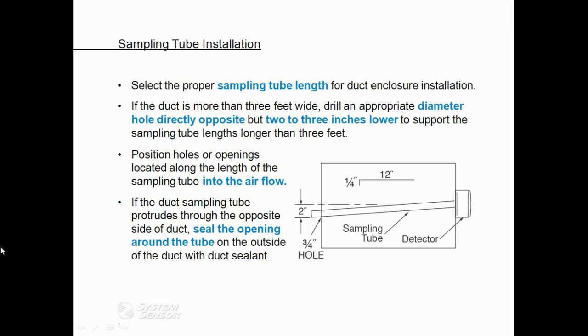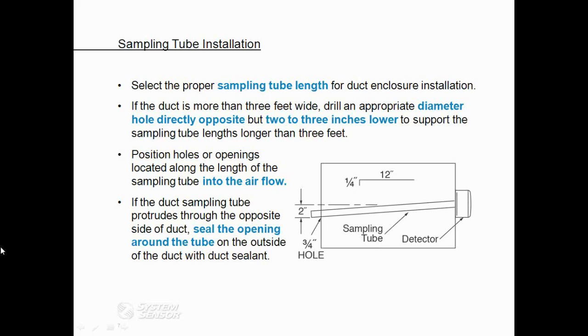For tubes that are actually longer than the width of the duct, the tube should extend out the opposite side. To do this, you just drill a 3/4 inch hole on the opposite side of the ductwork, adjacent to, or directly across, but slightly lower than where the sampling tube opening is.